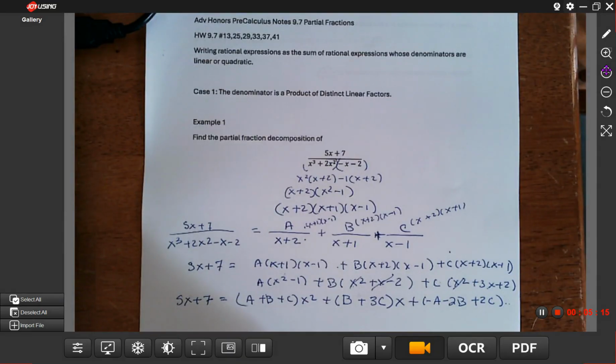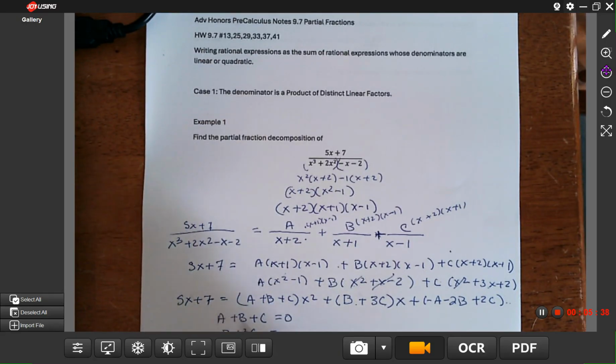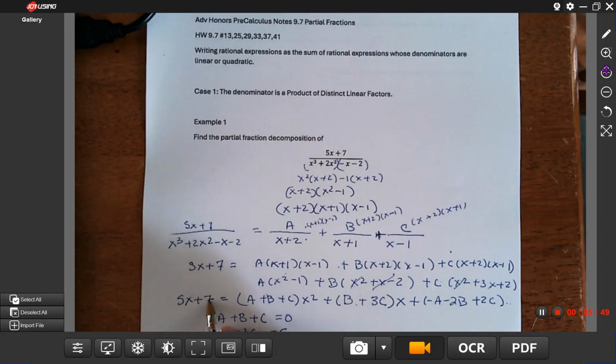Okay, so 5x plus 7 does not have an x squared term. Therefore, a plus b plus c equals 0, because again, there's no x squared term. And then b plus 3c is the coefficient on x, and my x coefficient is 5. And then negative a minus 2b plus 2c is my constant coefficient, and that is 7.